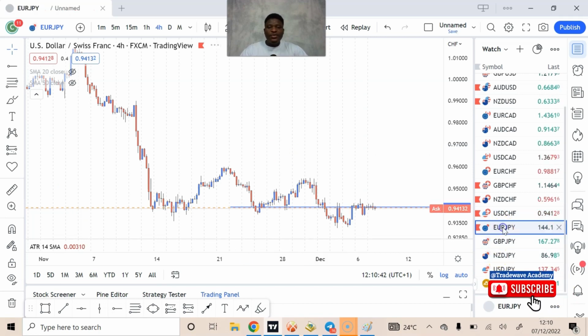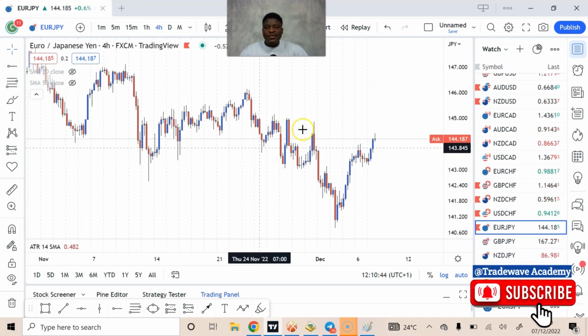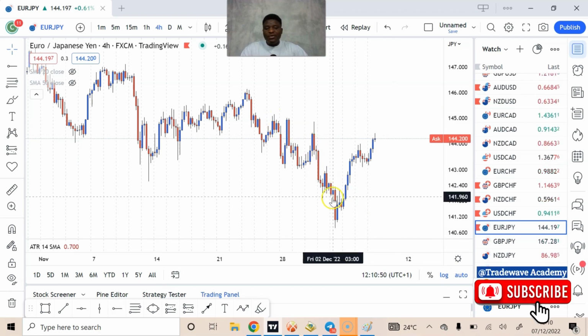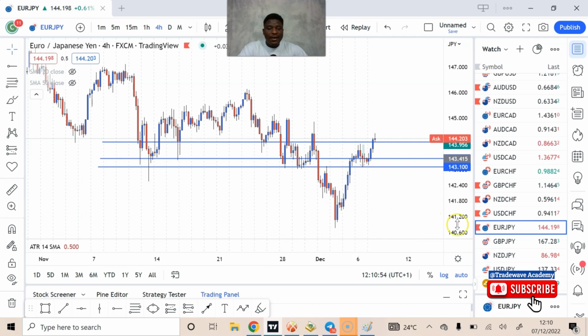So let's move to the JPY pairs. So this is the 4-hour time frame on JPY. As you can see, this is a downtrend that is actually about to end from what I can see here.